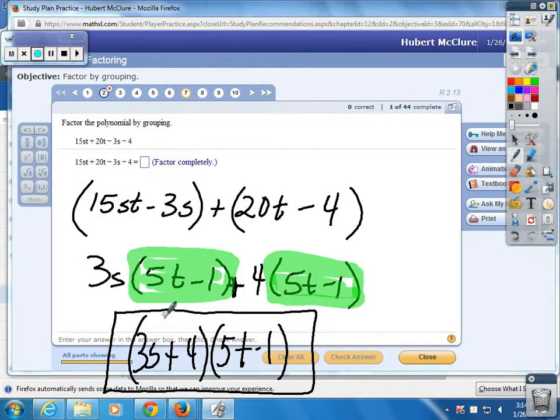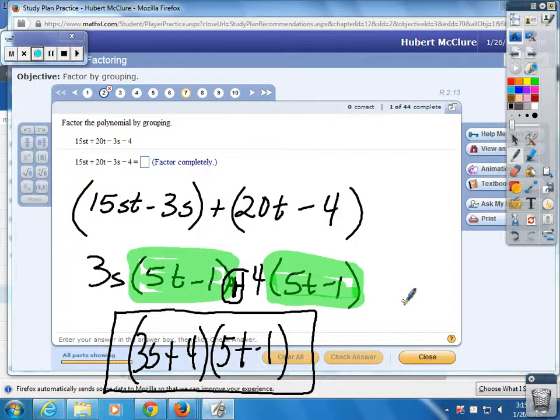Yes, ma'am. Why wouldn't you say that 5t minus 1 is squared? Because what is the operation between the 2? What's the operation? So, what's 3x plus 4x? 3x plus 4x is 7x. You just brought this down. 5t minus 1 is just like x.